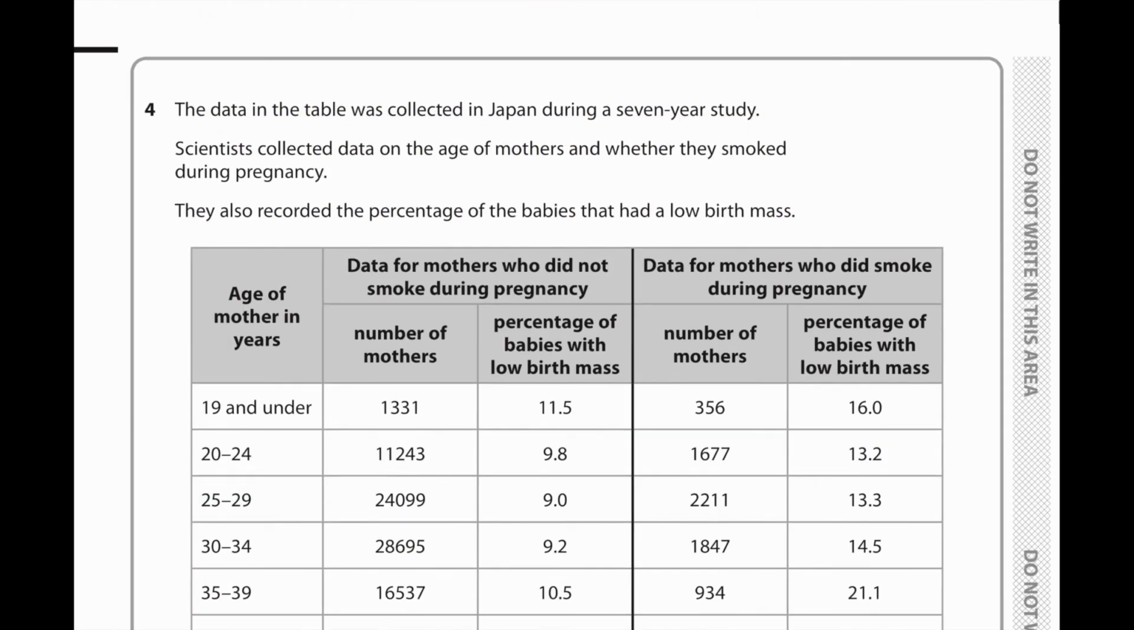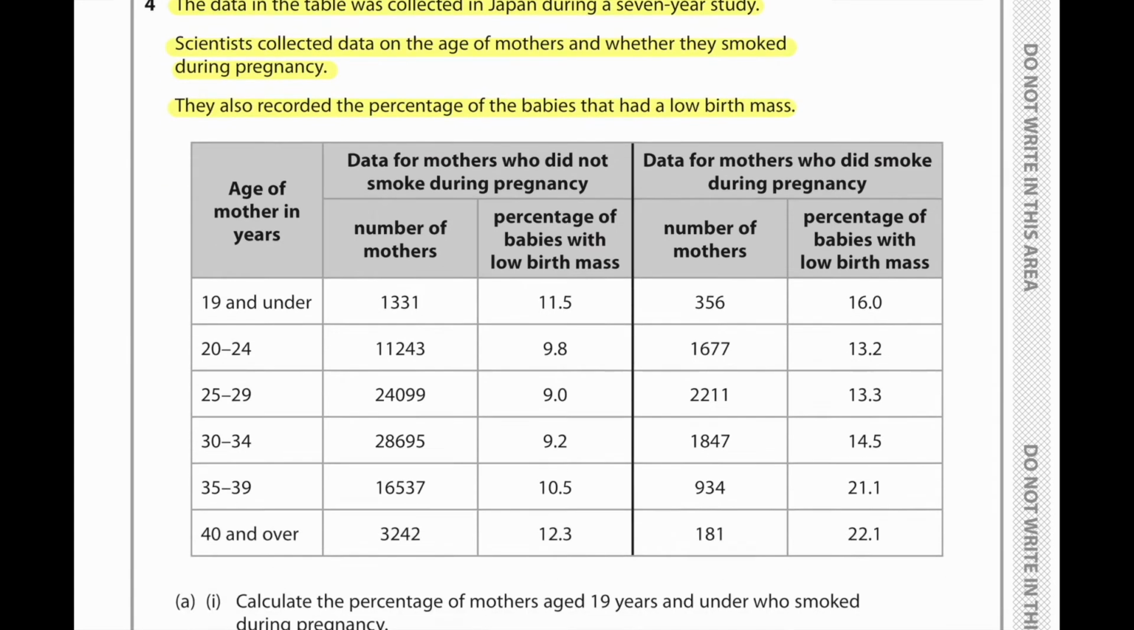Question number 4. The data in the table was collected in Japan during a 7-year study. Scientists collected data on the age of mothers and whether they smoked during pregnancy. They also recorded the percentage of babies that had a low birth mass.